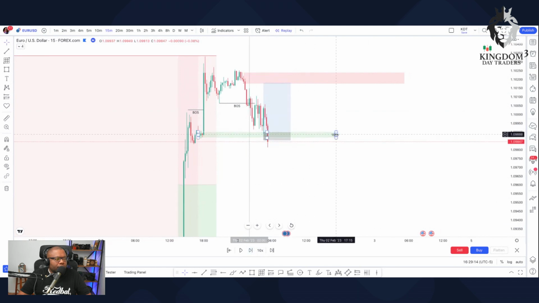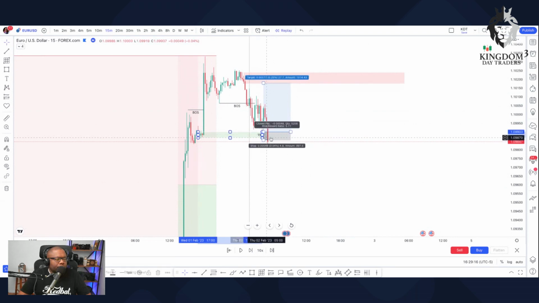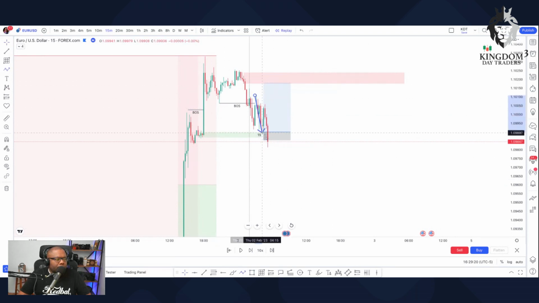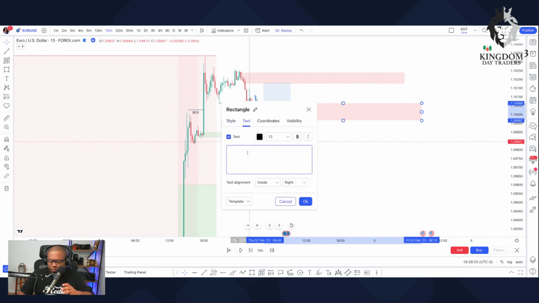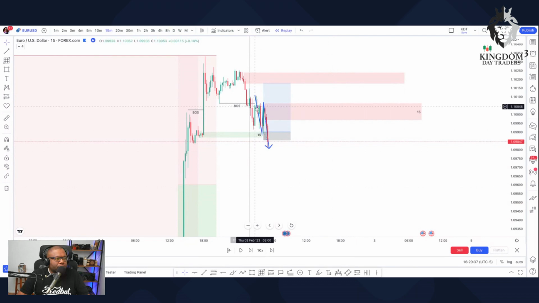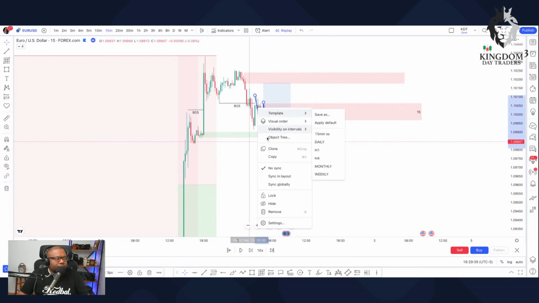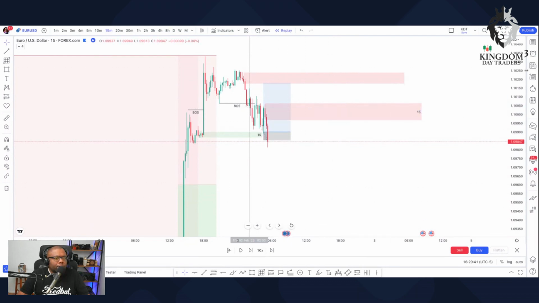Okay, so in this case, we deem this zone to be done. And now what we have is another swing point area. And what we're going to do over here is select that area and call it a 15. This is the 15-minute. Take off this blue line. Okay, so what has happened now?